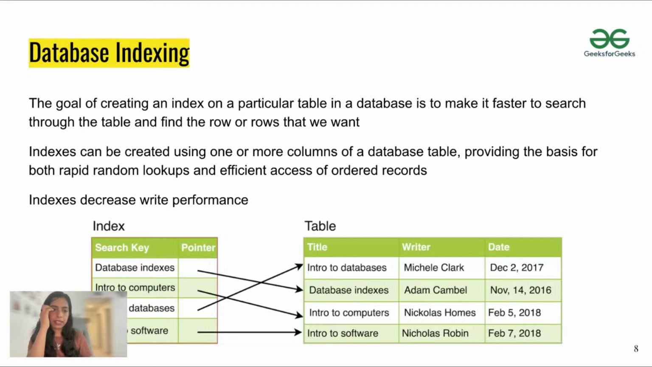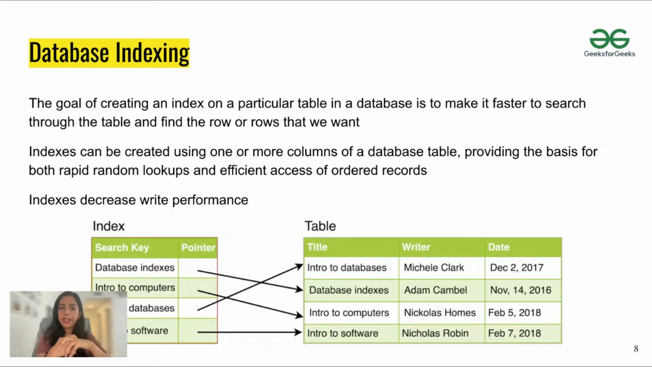Okay, let's talk about database indexing. The goal of creating an index on a particular table in a database is to make it faster to search through the table and find the row or rows that we want. It's pretty much like a pointer-like structure. There is a lookup table. For every primary key, it can be not just primary key, but let's assume it's a primary key, and the value of that key would be a pointer that points to that particular row in the database. So what this does is it helps us easily find the particular record in the table. It comes in handy when you want to quickly fetch that record in the database.